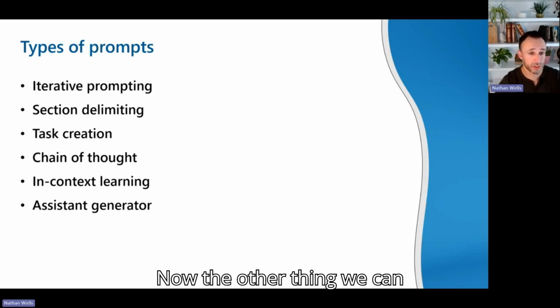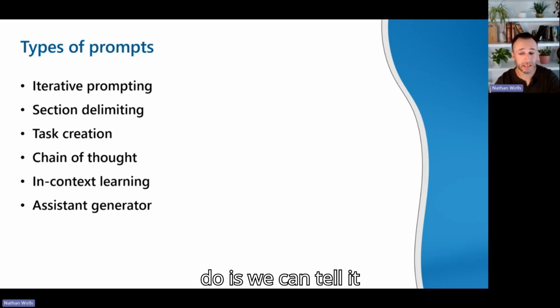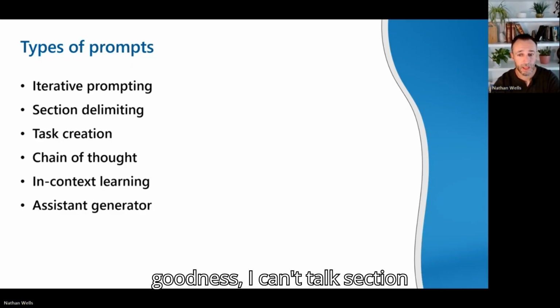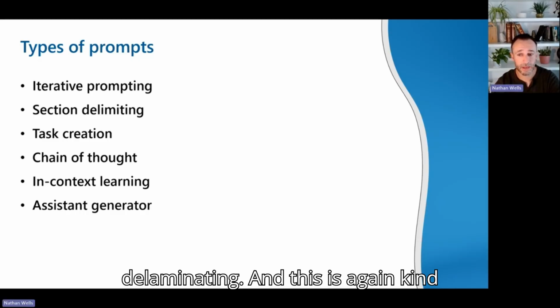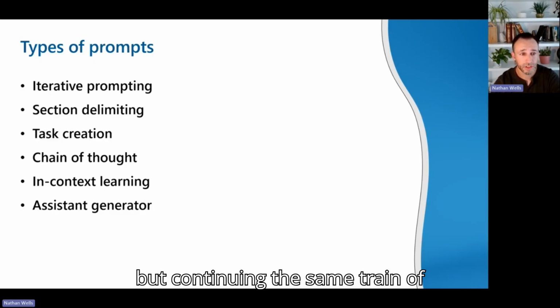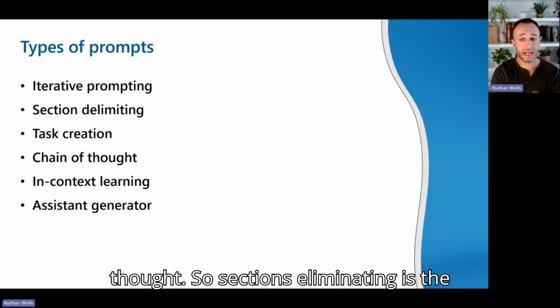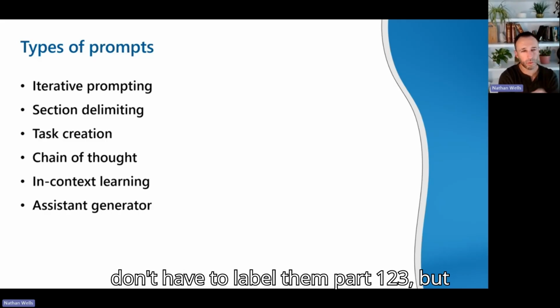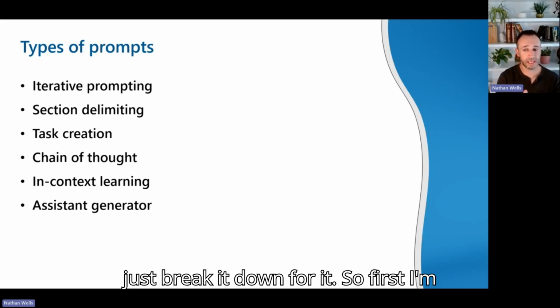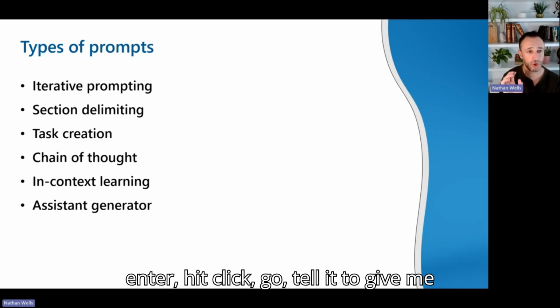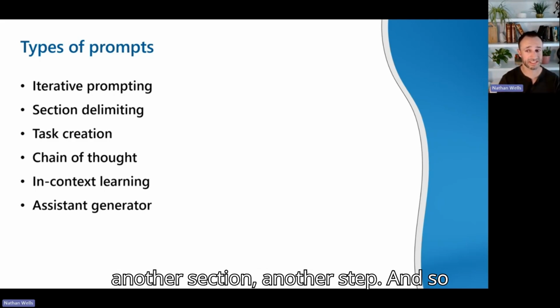Now, the other thing we can do is we can tell it to delineate, goodness, I can't talk, section delimiting. And this is, again, kind of breaking it down into pieces, but continuing the same train of thought. So section delimiting is the idea of breaking into parts, and you don't have to label them part 1, 2, 3, but just break it down for it. So first I'm going to give it a prompt, and I'm going to hit enter, click go, tell it to give me the information. Then I'm going to add it another section, another step.